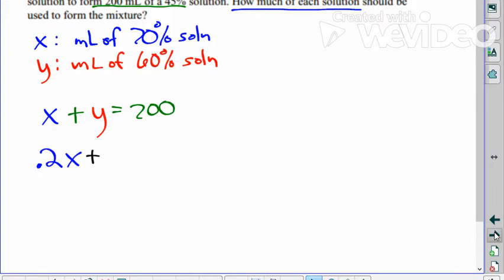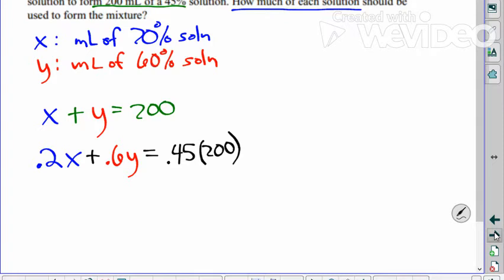And if we add that on to 60% of the milliliters of the 60% solution, those are going to be pure alcohol, then this is an equation about how much pure alcohol is going to be in this mixture. The rest of it's water, right? And we want a 45% solution. We want 45% of the total solution, of which there are 200 milliliters. That's going to be how much total alcohol we want in the solution. This represents everything of where it's coming from.